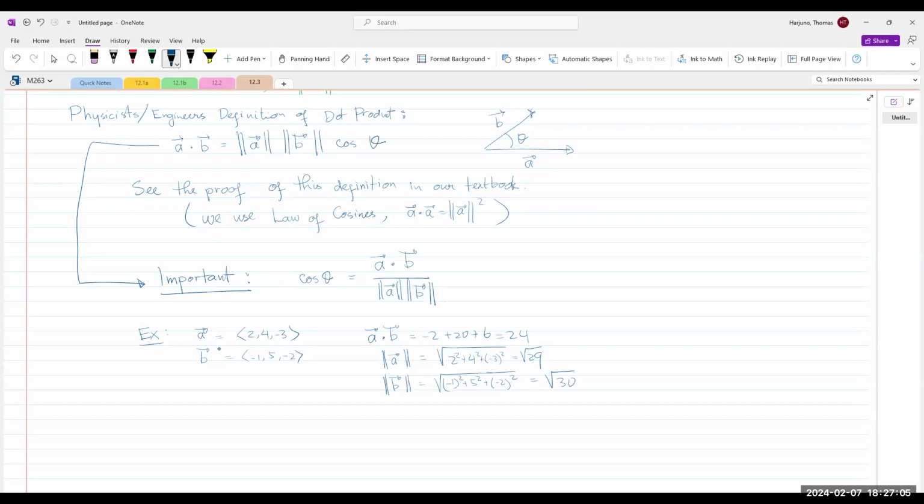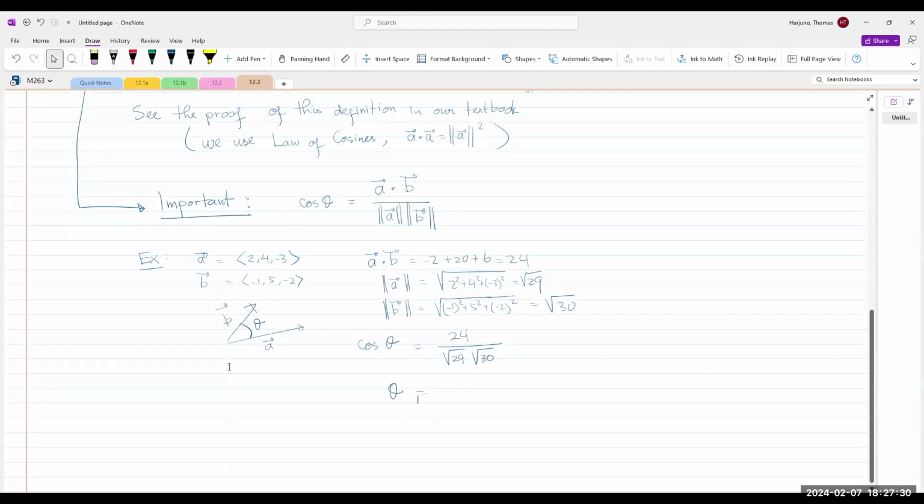Okay, then cosine theta, the included angle. So let's say this is vector A, this is vector B. The theta here, right? Cosine theta equals the dot product 24 divided by the product of the magnitudes. Now, the angle theta must be the cosine inverse of that. From there, you use your calculator. But please, when you use your calculator in your last step, round it to 5 decimal places.